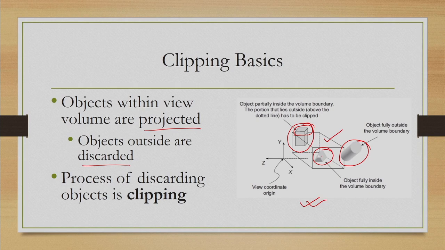So, we have three situations. In one case the entire object is within the volume, so the entire object is projected. In the other case the object is partially within the volume, so the part within the volume will be projected, whereas the outside part will be discarded. And in the third case the entire object is outside the volume, which will be discarded. Now, the process of discarding objects is called clipping. Before projection we should perform clipping, and then whatever objects remain should be projected.